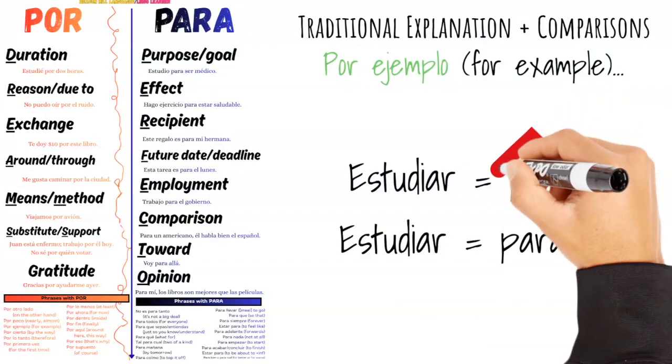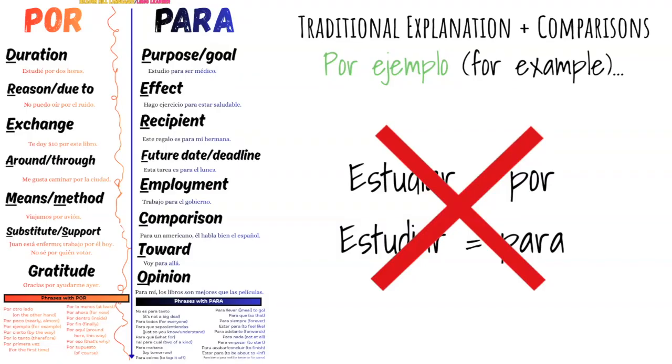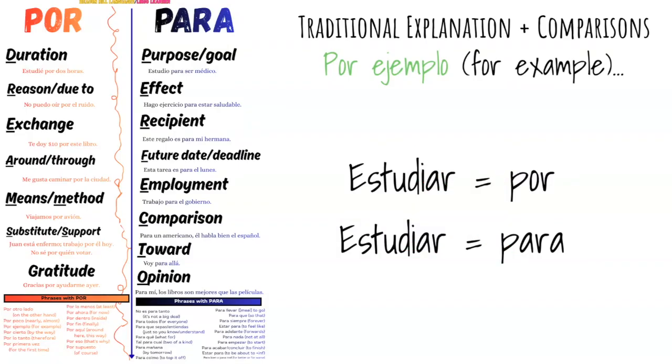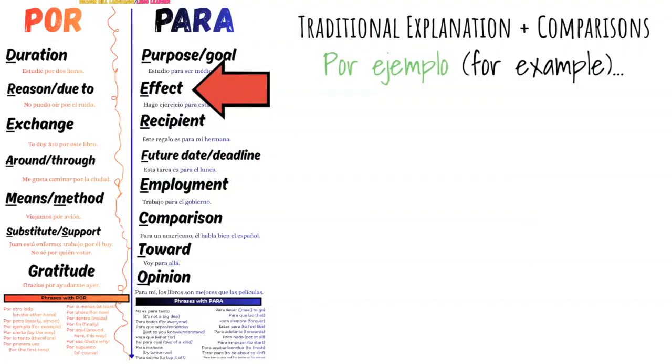This is why we don't say estudiar always triggers por or para. It could be either one. Estudiar por is used for how long someone's studying, and estudiar para is used for what goal someone studies. Para is used for an intended effect. This aligns with the purpose and goal use as well.